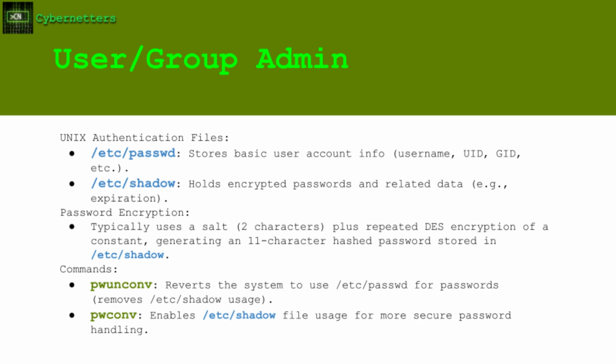So, what happens if you need to switch between these two password storage methods? pwconv moves passwords from /etc/passwd to /etc/shadow, which makes the system more secure. pwunconv does the opposite. It disables the shadow passwords and moves them back to /etc/passwd, which honestly is a bad idea unless you have a specific reason. So the bottom line is to stick with /etc/shadow, which makes your system way more secure.